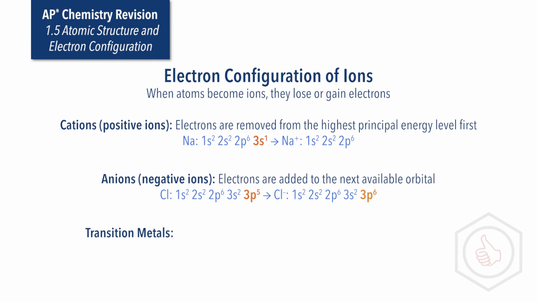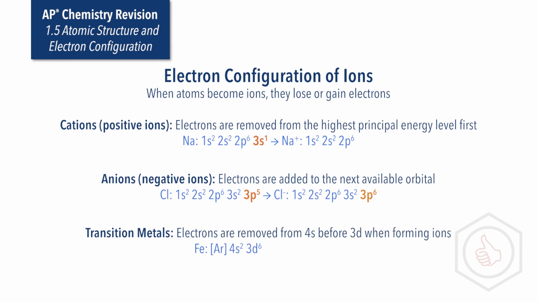Transition metals provide an exception to the general rules. When transition metals form ions, electrons are usually removed from their 4s subshell before their 3d subshell. For example, iron will go from [Ar] 4s2 3d6 to [Ar] 3d6 when it forms an Fe2+ ion.